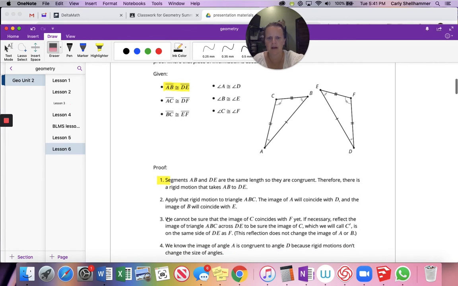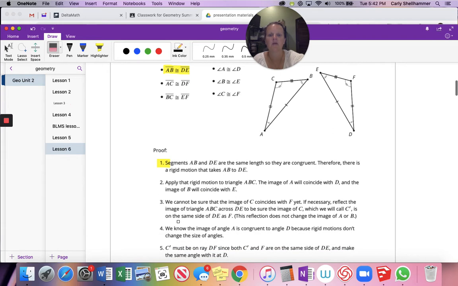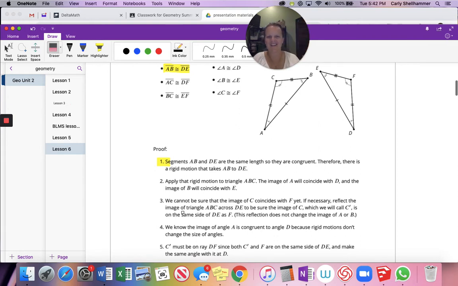We cannot be sure that the image of C coincides with F yet. If necessary, reflect the image of triangle ABC across segment DE to be sure the image of C, which we will call C prime, is on the same side of DE as F. The reflection does not change the image of A or B. We know that the image of angle A is congruent to angle D. So, put my highlighter back on. In that line, we're definitely going to highlight angle A is congruent to angle D.